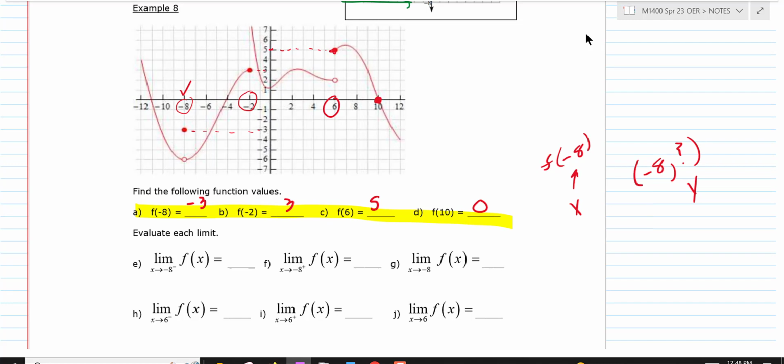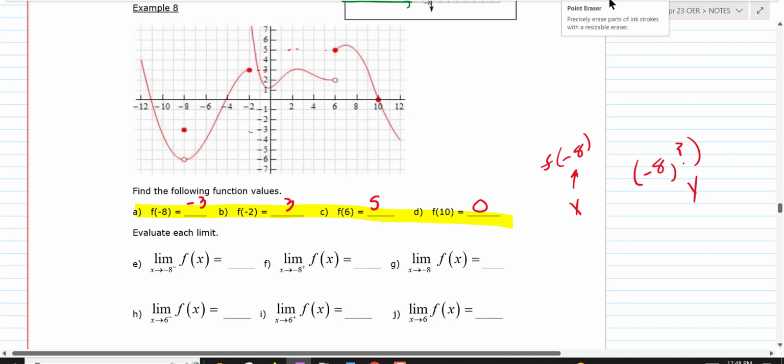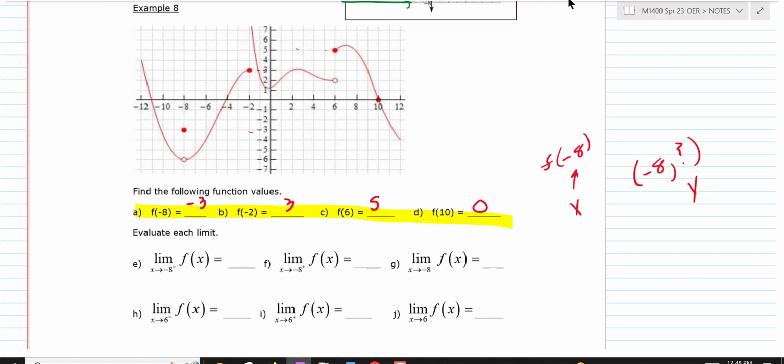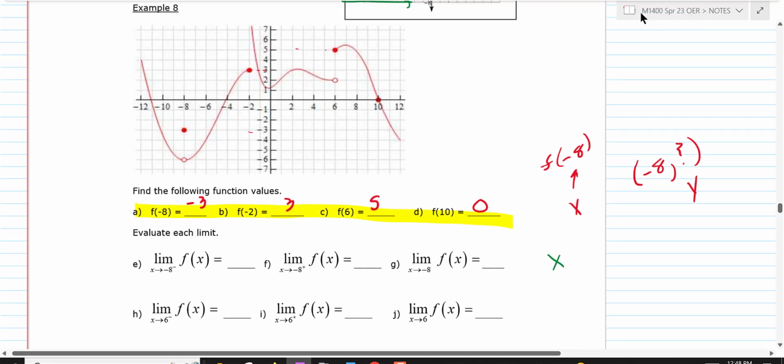I'm giving you x, you're finding y. And you look for the solid one, not the open one. Okay, are we okay with that? Now we'll go through and begin to look at some limits here. Let me erase some of the stuff that I did on here. This is one approach that you can take if it's helpful to you. This row right here, this whole row, E, F, and G, we're interested in x equals 8.